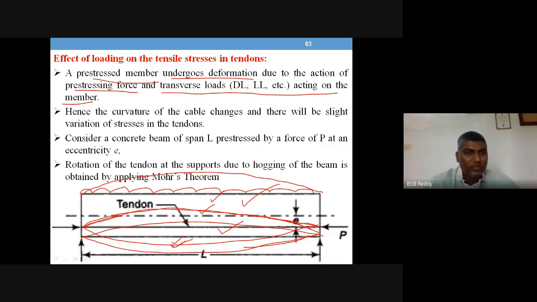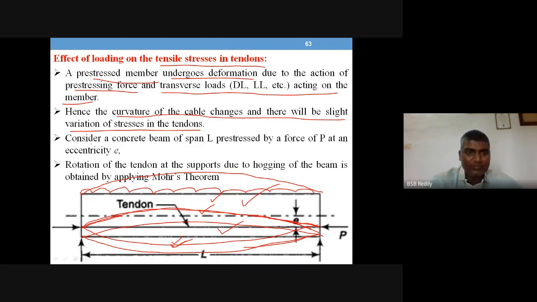Okay, so there is a need for talking about stresses in tendons. That's the reason why we are talking about stresses in tendons. So let us see. Since the curvature of the cable changes, there will be slight variation of stresses in the tendons. There will be very slight variation of the stresses in the steel.